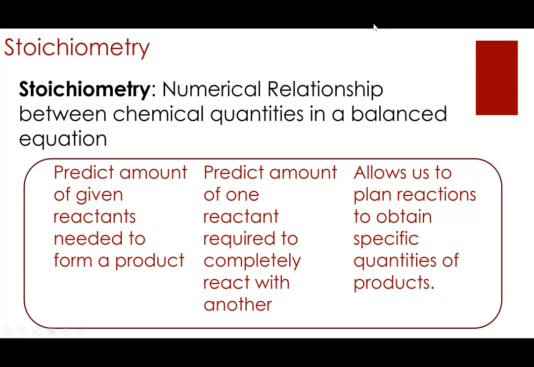So the fancy name for this is called stoichiometry. Stoichiometry is the numerical relationship between the chemical quantities in a balanced equation. What stoichiometry is going to give us the ability to do is we'll be able to predict the amount of reactants needed to form a product.